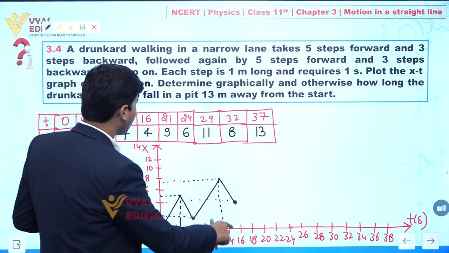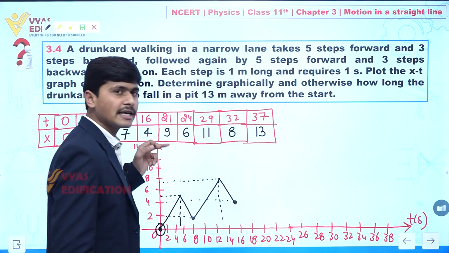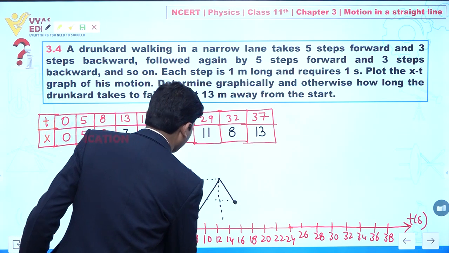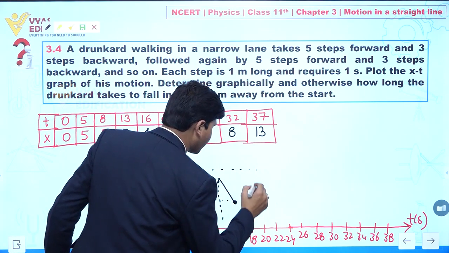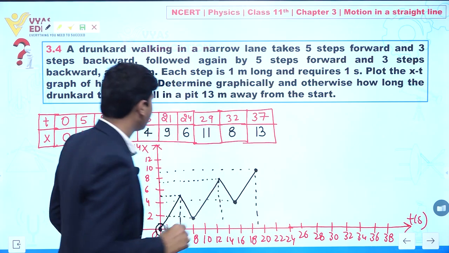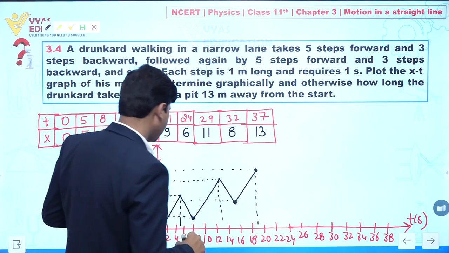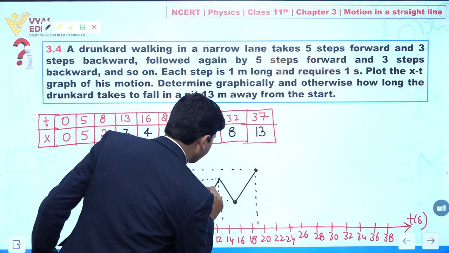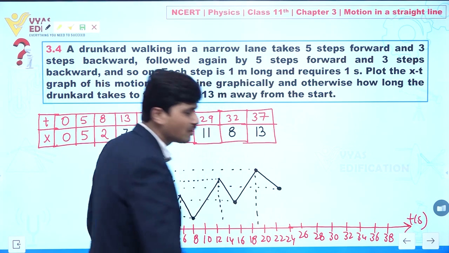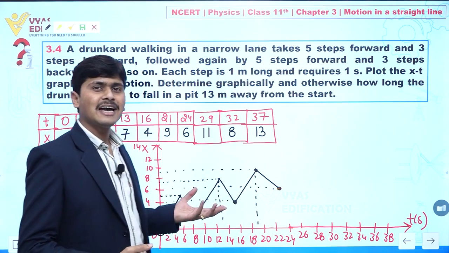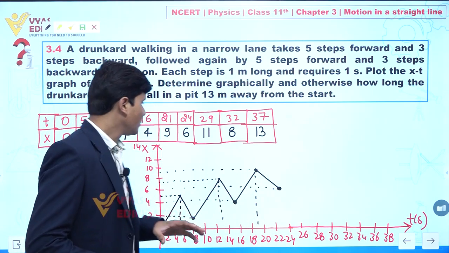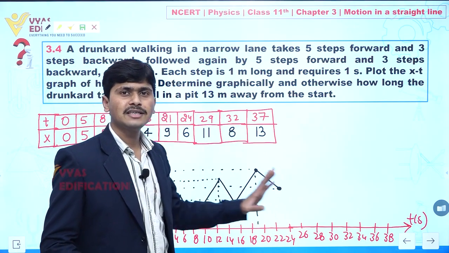So we have already written 16, 4. Now 21 seconds and 9 meter. So we have 9 meter and 21 second. So this graph will be like this. 24 and 6 means this is 6 and 24. It will look like this, because we are assuming the drunkard person has uniform motion, because the same distance is covered in the same time. That's why in the x-t graph we will find a straight line.